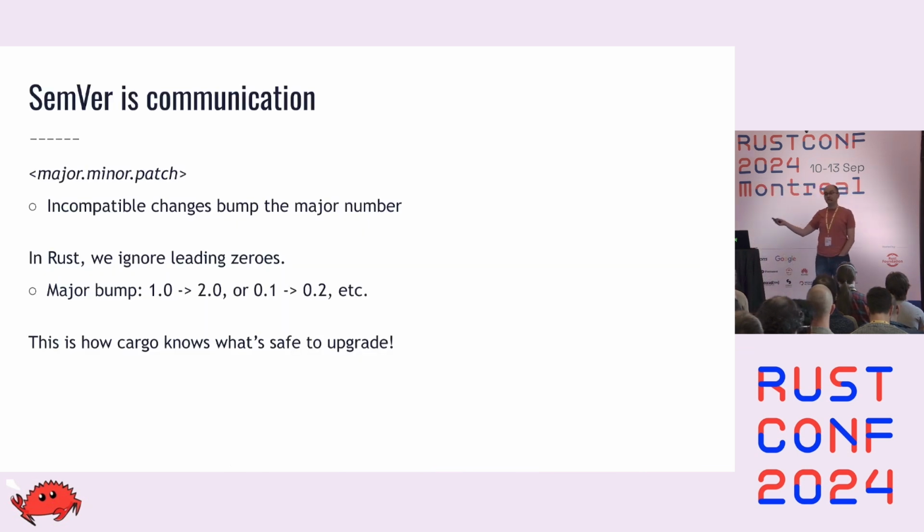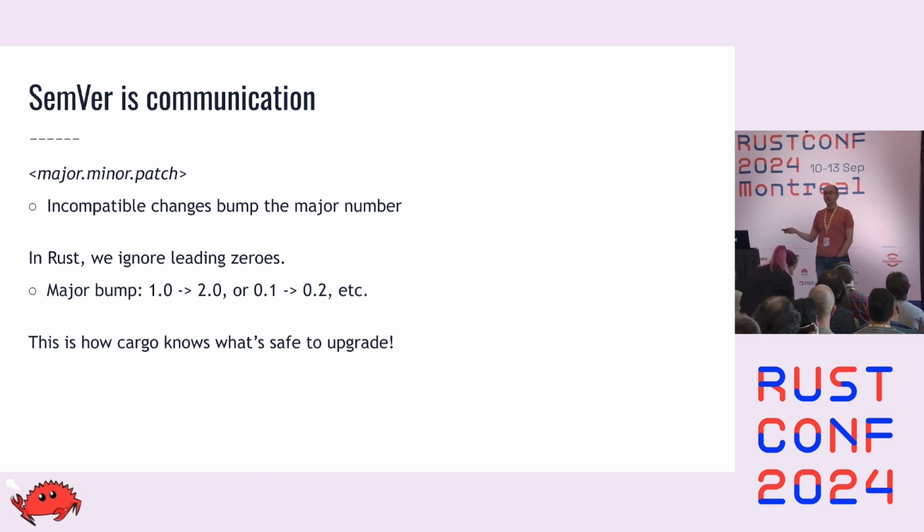The way that this works is because of semantic versioning. Semantic versioning is a way for maintainers and our tools to communicate with users and their tools. We normally think of versions as containing 3 parts. Major.minor.patch. And the convention is that when we're making an incompatible change, we bump the major version number. Now, Rust is a little bit special because we ignore leading zeros in versions. So just like 1.0 to 2.0 is a major bump, so is 0.1 to 0.2. So 0.x releases also have SemVer obligations in Rust. This is a little bit unusual compared to most other programming languages.